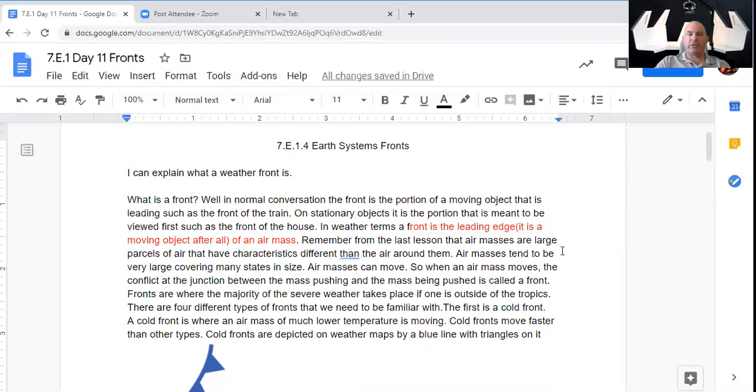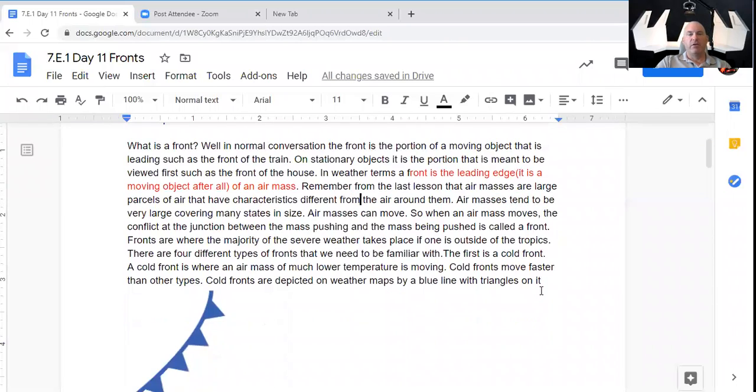Remember from the last session that air masses are large parcels of air that have characteristics different from the air around them. Air masses tend to be very large, covering many states in size. Remember, air masses are big. So when an air mass moves, the conflict at the junction between the mass that is pushing and the mass that is being pushed is called a front. Fronts are where the majority of the severe weather takes place if one is outside the tropics.